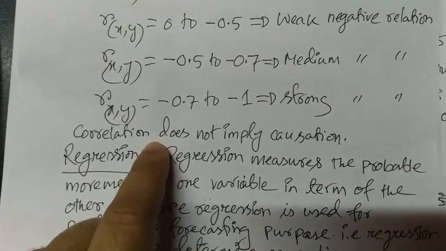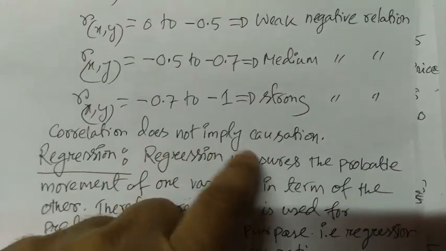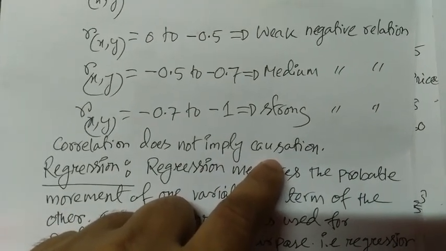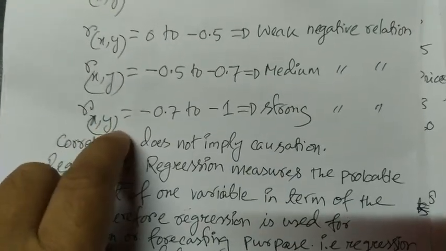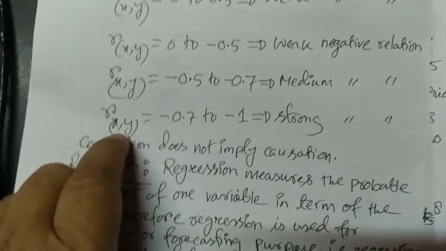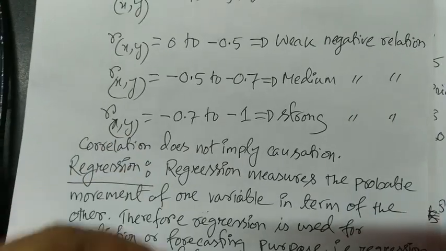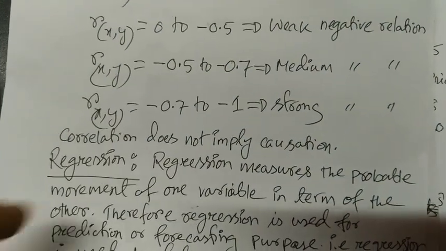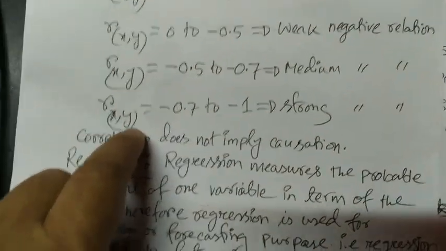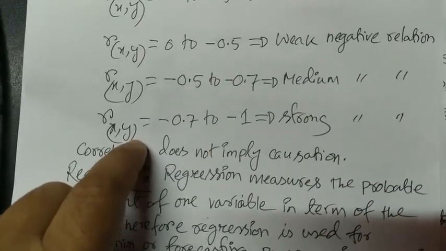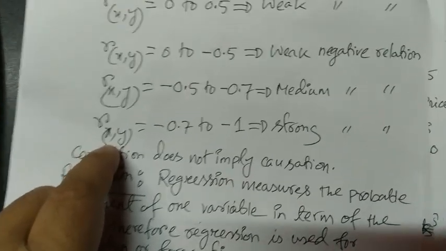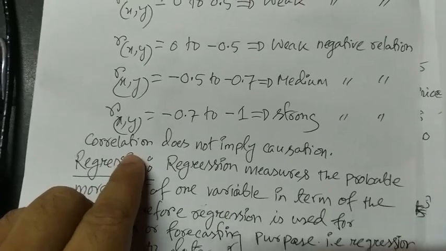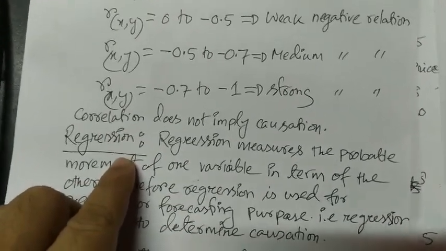The problem with correlation is that correlation does not imply causation. That means from the correlation coefficient we don't understand whether x is influencing y or y is influencing x. We only understand whether the relationship is positive or negative, and we understand the strength of relationship. But who is affecting who, we don't understand from the correlation coefficient. For that, we need to do regression.